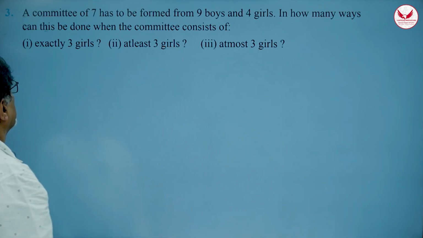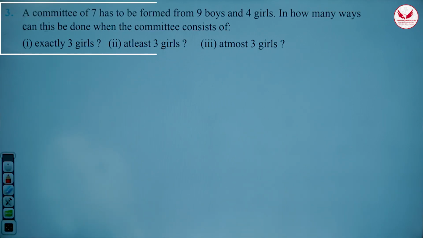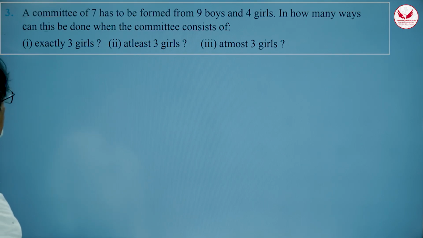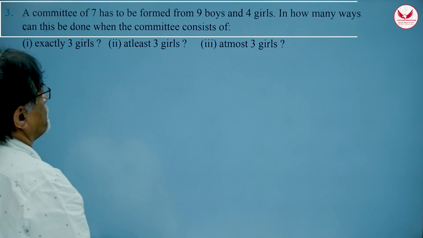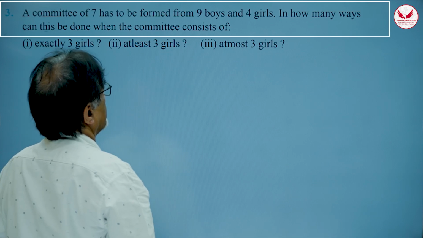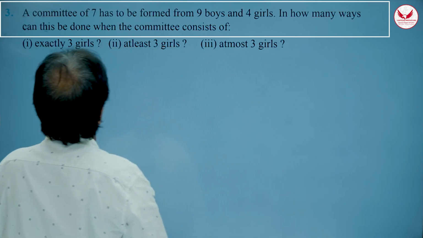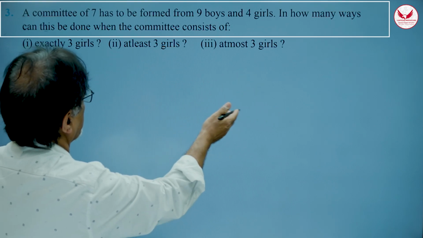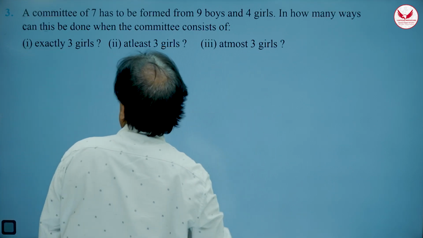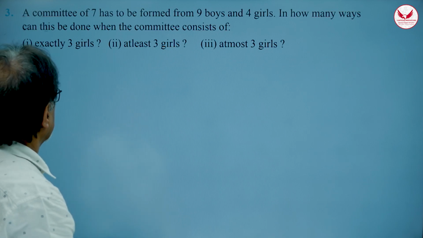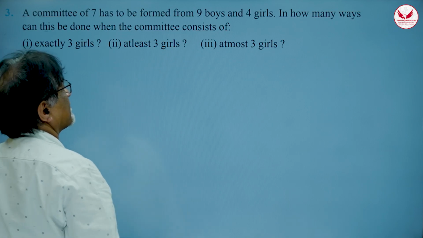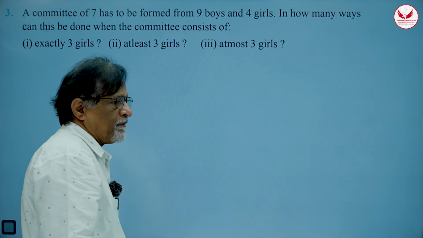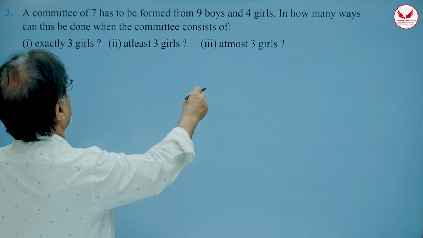Now here is another problem, the third problem in the miscellaneous set of problems. A committee of 7 has to be formed from 9 boys and 4 girls. In how many ways can this be done? There are 3 conditions and there are 3 problems. So let us do them one by one. The first problem is exactly 3 girls. The second problem is at least 3 girls. And the third problem is at most 3 girls, right?